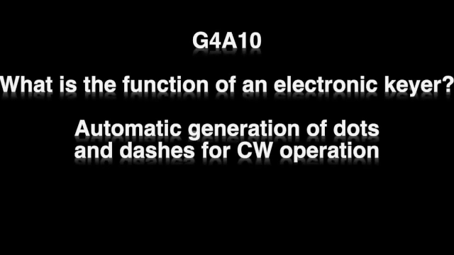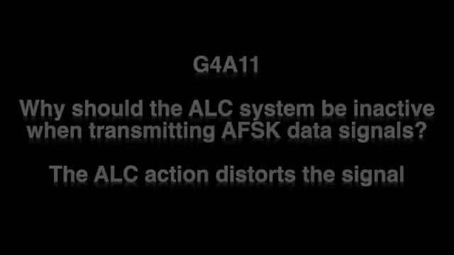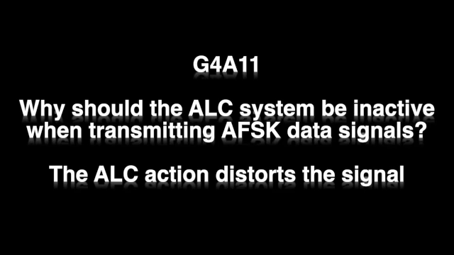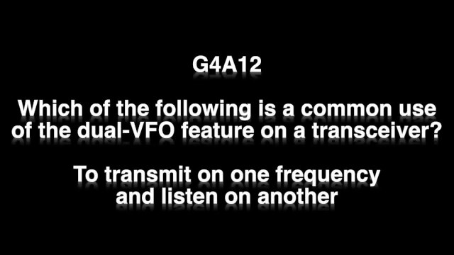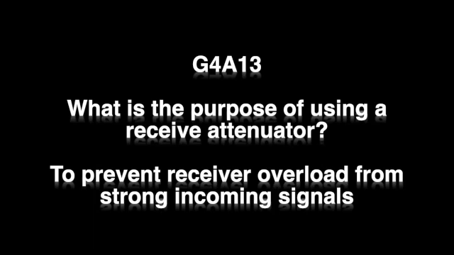G4A10. What is the function of an electronic keyer? Automatic generation of dots and dashes for CW operation. G4A11. Why should the ALC system be inactive when transmitting AFSK data signals? The ALC action distorts the signal. G4A12. Which of the following is a common use of the dual VFO feature on a transceiver? To transmit on one frequency and listen on another. G4A13. What is the purpose of using a receive attenuator? To prevent receiver overload from strong incoming signals. Group G4B: tests and test equipment.